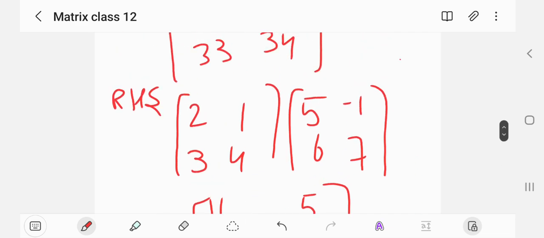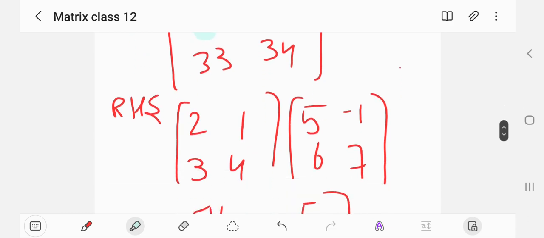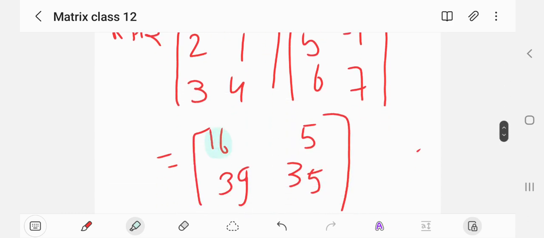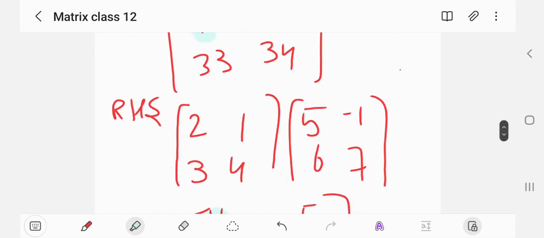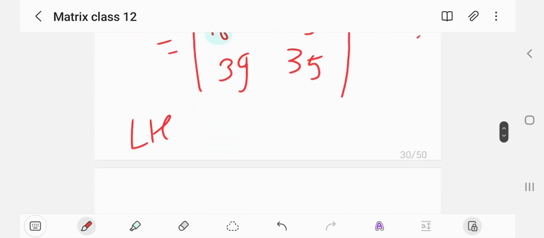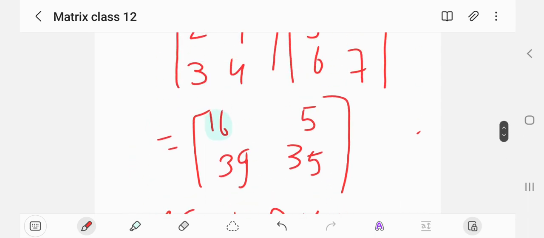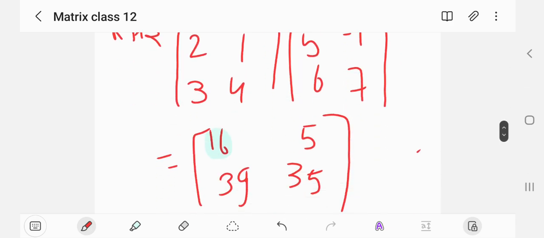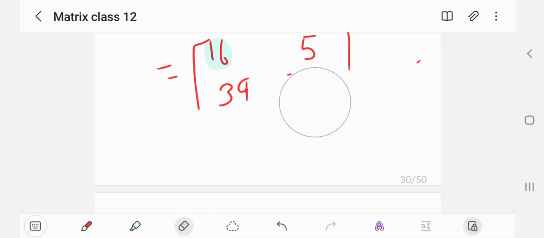Now if you see that this first entry itself is different, here it is 16 and here it is 7. Since the first entry itself is not same, hence we can say that LHS is not equal to RHS, because for the equality we know the condition that each and every corresponding entry should be same, but since they are not same here, even the first entry is not same, hence we can conclude that these matrices are not equal. Hence we have proved this, right?